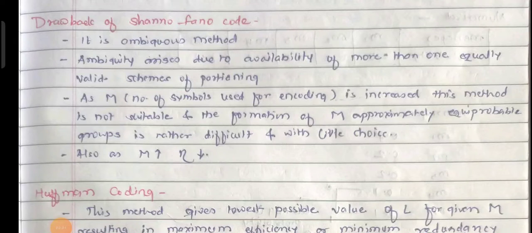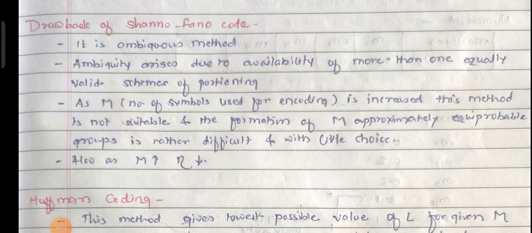We have seen one method of source coding, that is the Shannon Fano code method. There are two methods given in your syllabus, the Shannon Fano code method and Huffman coding. One method we have already seen in the previous lecture. There are some drawbacks of the Shannon Fano code method, so we will see those drawbacks first here.